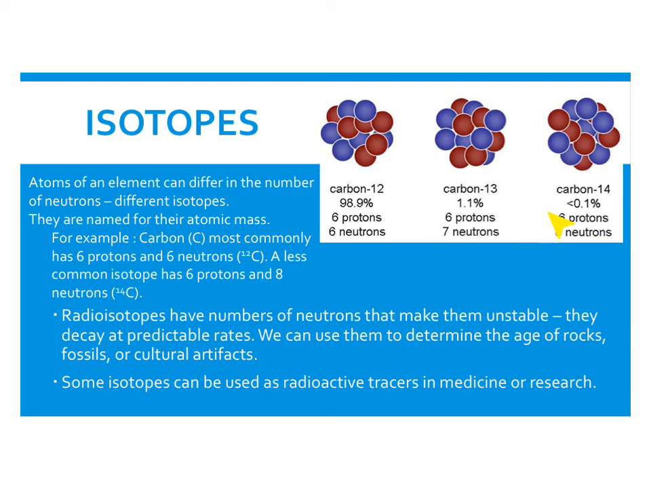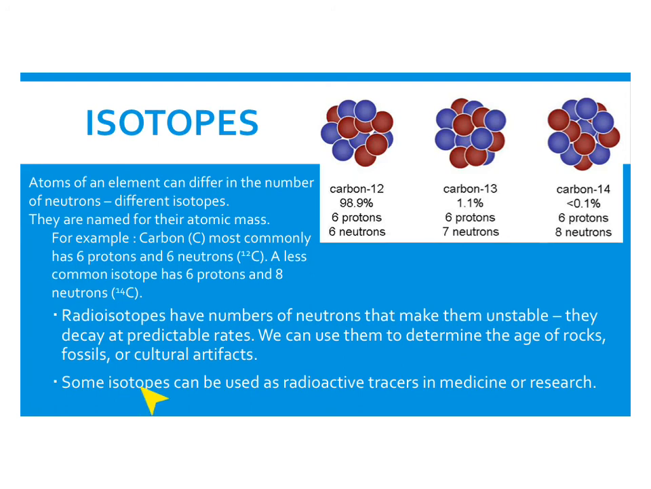Now, some of these, including carbon-14, are radioisotopes. They have numbers of neutrons that make them unstable. Having that particular number of neutrons with those protons makes it unstable, and they tend to decay. When they decay, they emit a little bit of gamma radiation, and we can measure that. So that's where you get the radioisotope. Because of that, we can use them to determine how old rocks are, or fossils, or, depending on the element, cultural artifacts. Carbon-14 is used to date artifacts because it decays at a higher rate. If we're looking at rocks and fossils, we have to use a different element.